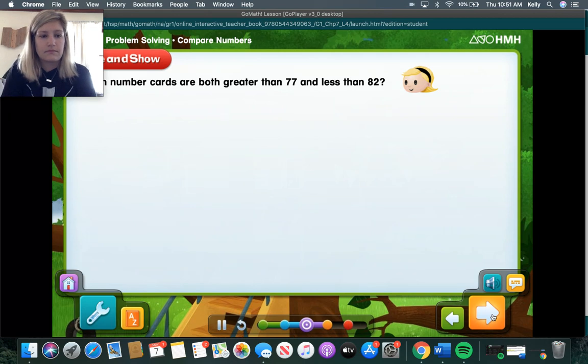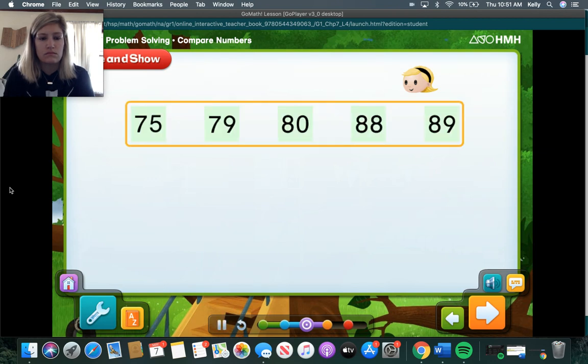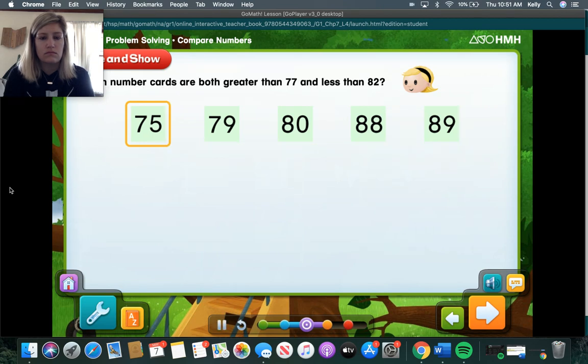Molly underlines the number cards greater than 77 and circles the number cards less than 82. Which number cards are both greater than 77 and less than 82? Which number cards are greater than 77? Is 75 greater than 77? No, 75 is not greater than 77. Is 79 greater than 77?